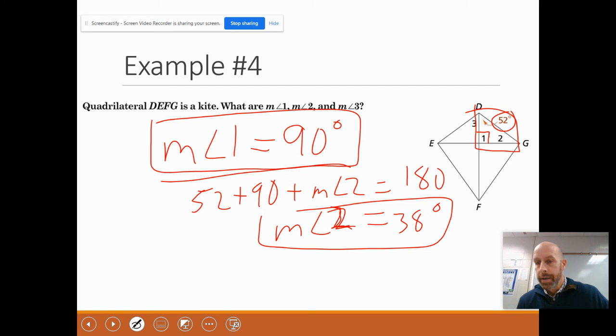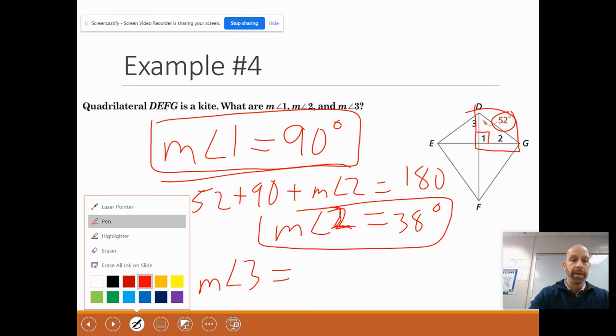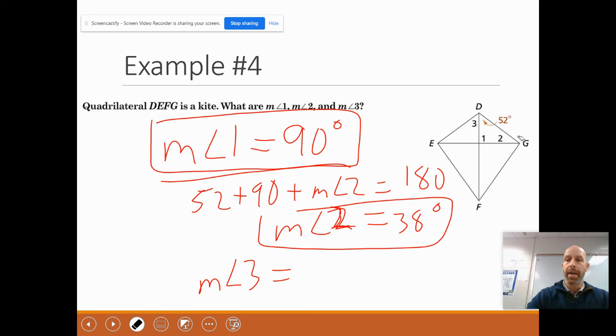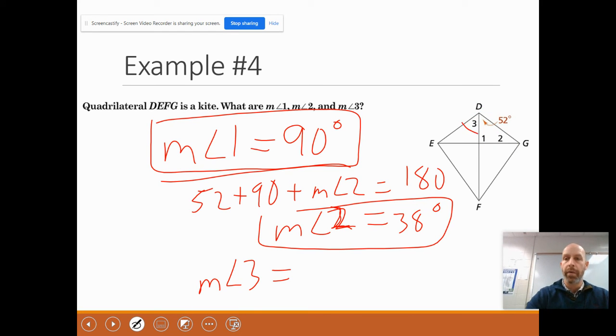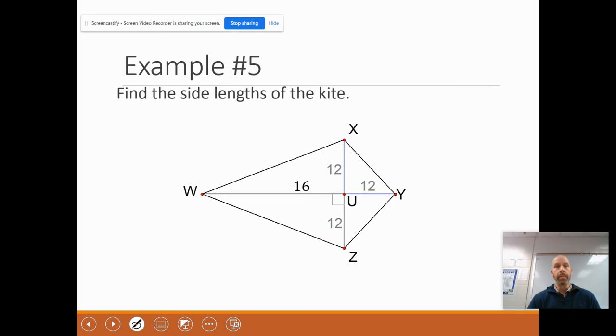All right. The only thing left is to figure out what the measure of angle 3 is. I think I'm going to leave that one to you to figure out. I'm going to erase this stuff up here, and I'll let you try to figure out what you think the measure of angle 3 is right there. You maybe already know. I'll put a little question mark there.